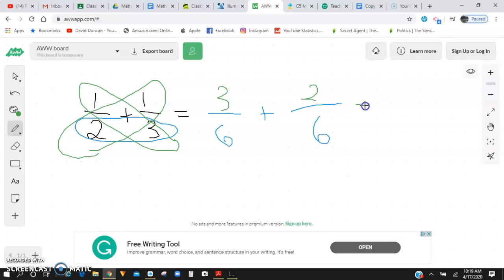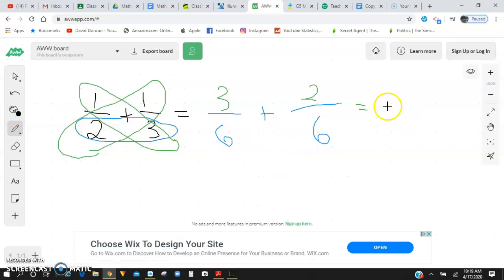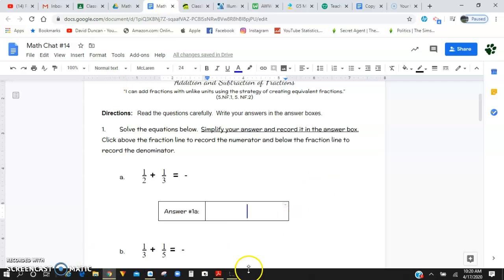Now that I have common denominators, I can use those denominators to bring it over. So my new denominator is 6. 3 plus 2 is going to get me 5. So my answer is 5/6. If I go back to our worksheet, my answer is going to be 5 over 6. You have to get a little funky with it. And then for my answer right here, I can just do that, 5/6.